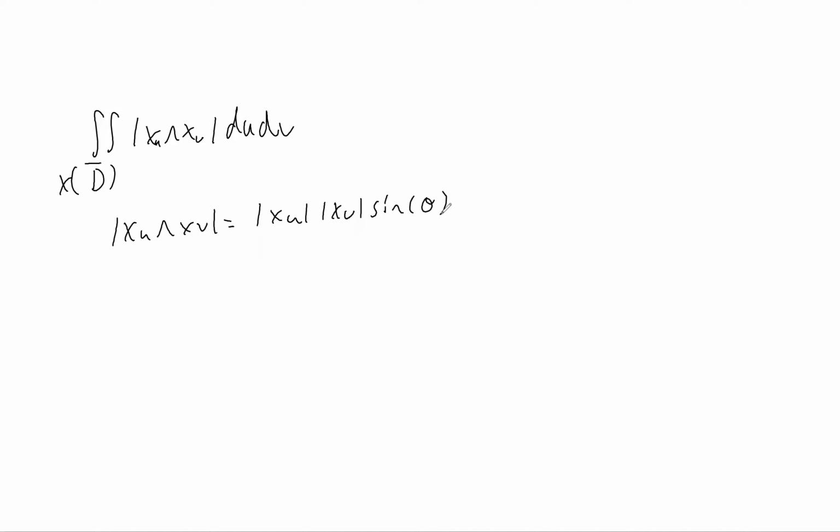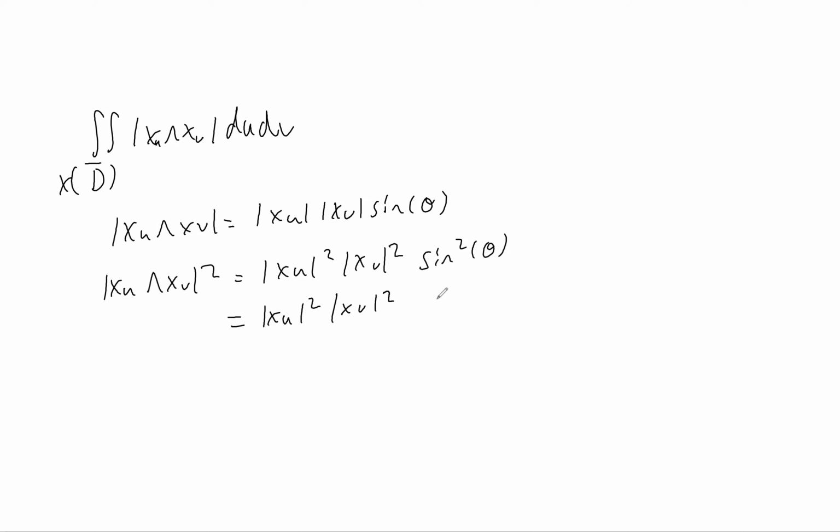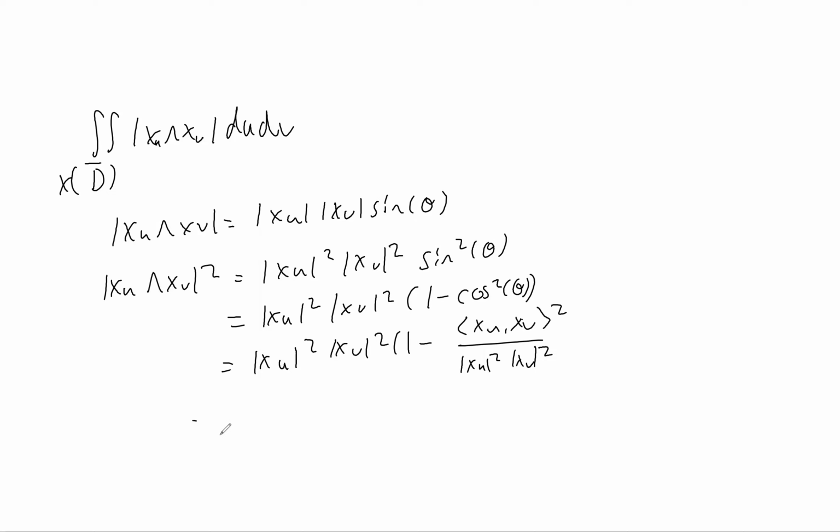First, we have this, right? This is something that you can see in Calc 3. You have the norm of the cross product is equal to this. So then this squared is this, which is equal to this. This is going to end up equaling this.